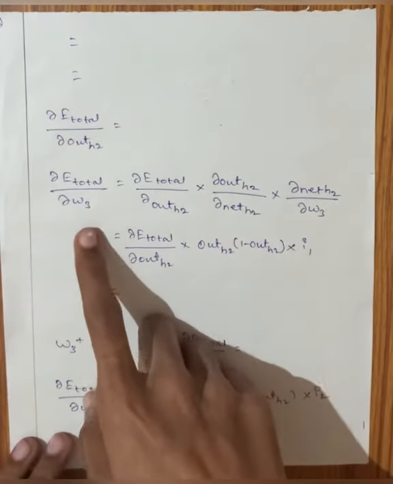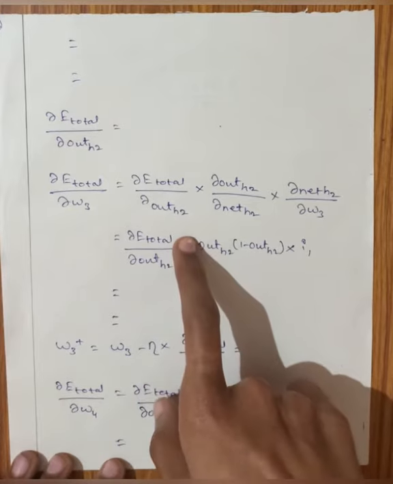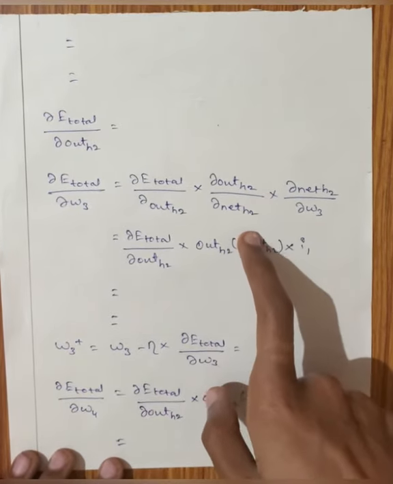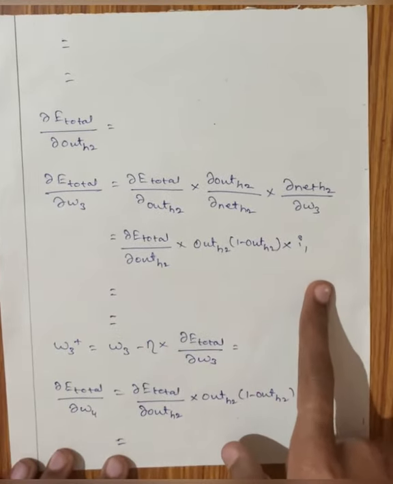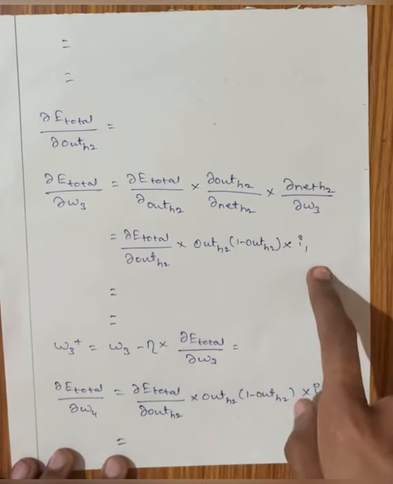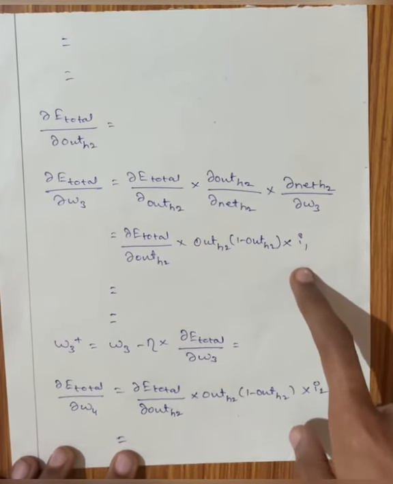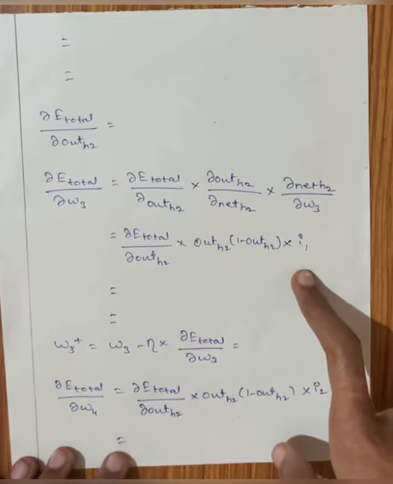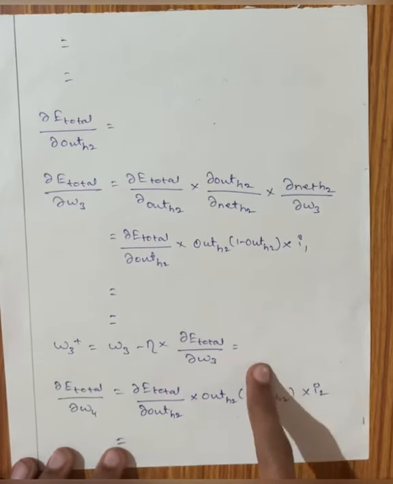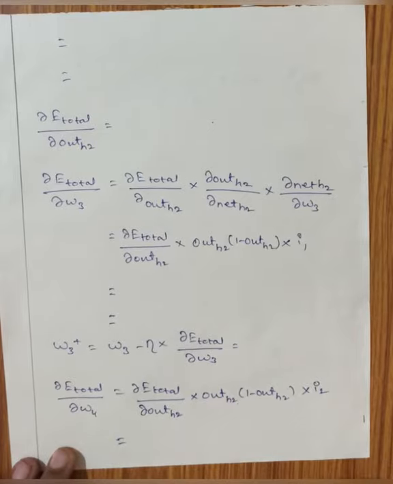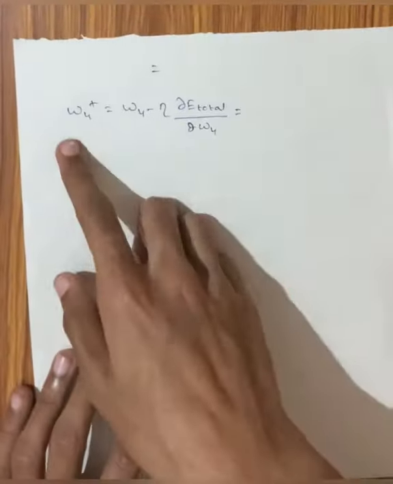So finally we will get ∂E_total/∂W3 = ∂E_total/∂out H2 × ∂out H2/∂net H2 × ∂net H2/∂W3. So this will be the simplified one. Here I1 is equal to input 1. In the question I have mentioned the I1 value; you can check the question. And here is the updated weight of W3. This is the formula for ∂W4. You can take it out. Finally you will get W4.